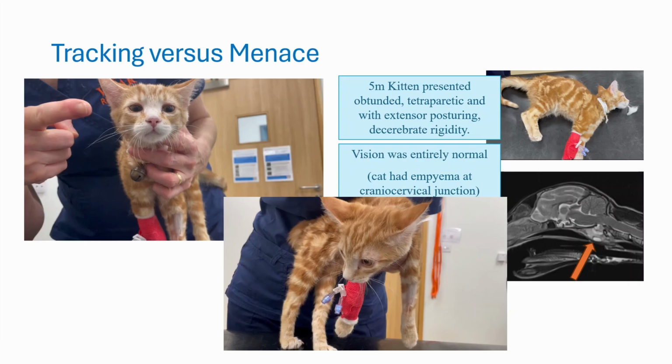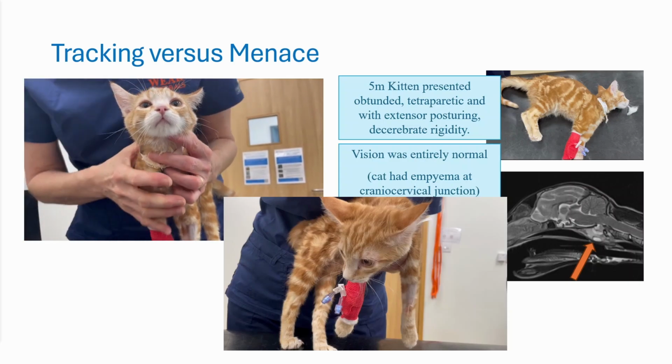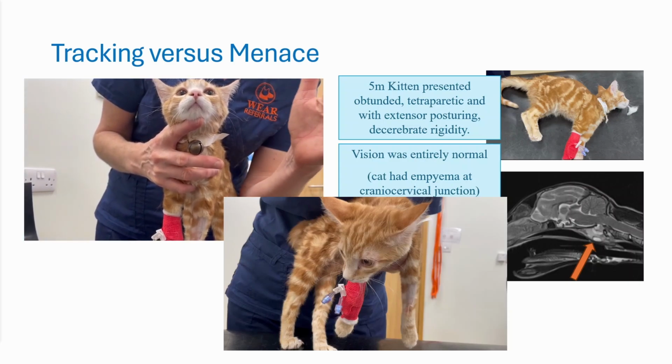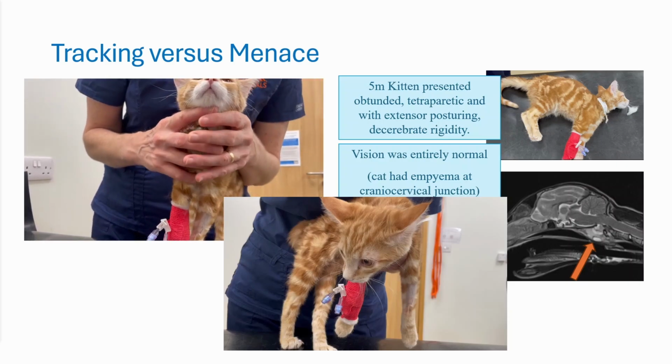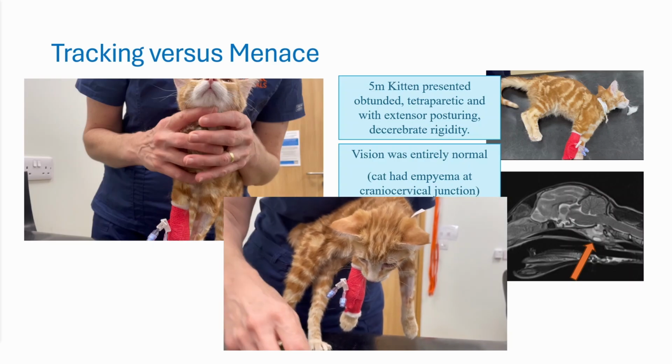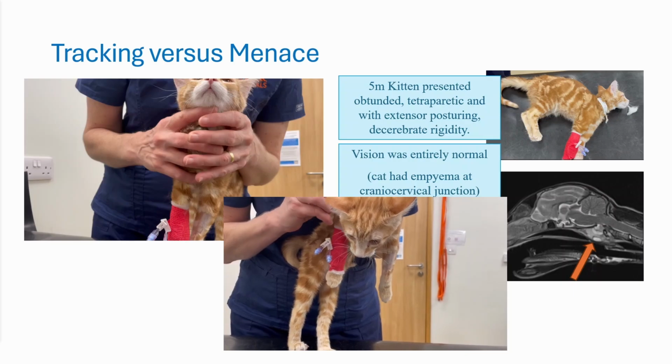So here is an example of a kitten where I found tracking versus Menace to be useful for assessing the vision. This kitten was presented obtunded and tetraparetic with this extensor posturing, which suggested to me that he may have brain disease or brainstem disease, and so obviously I was doing a neurological exam. And we can see here, although the cat is looking at me, the Menace response is difficult to elicit. However, when we drop cotton wool balls down, we can see that the kitten definitely can see.